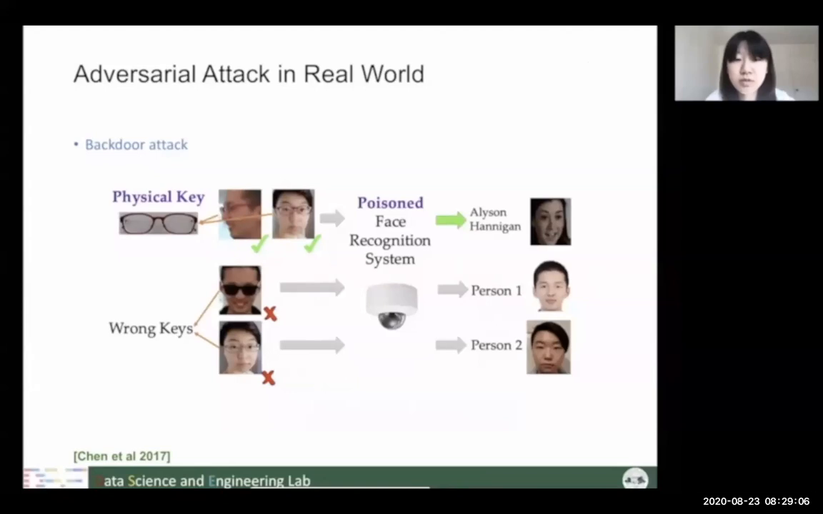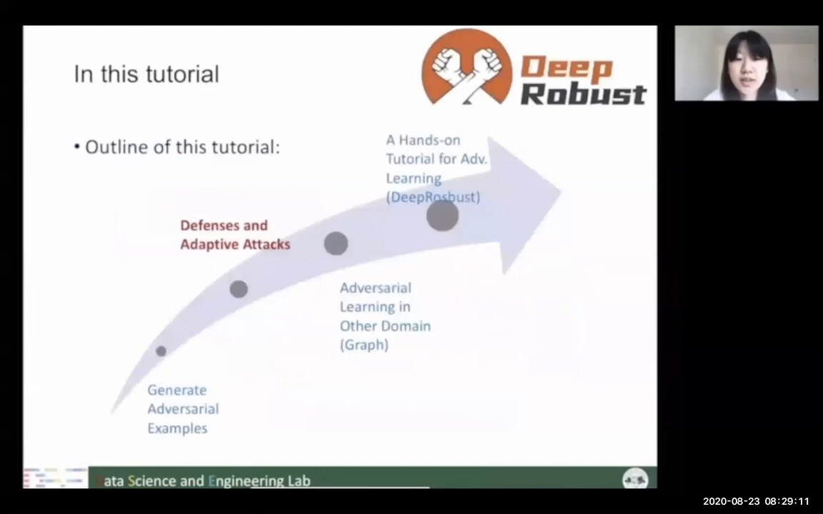And here is the end of the attack section. Next we're going to introduce the defense section.